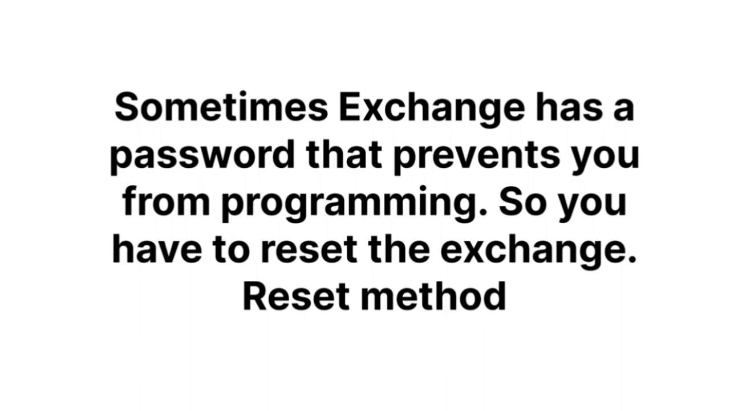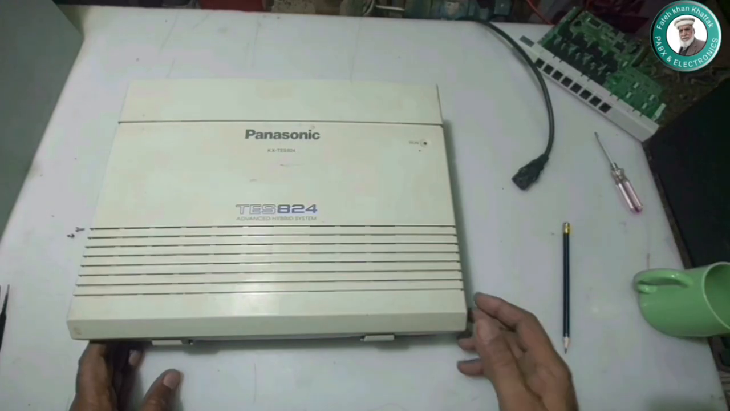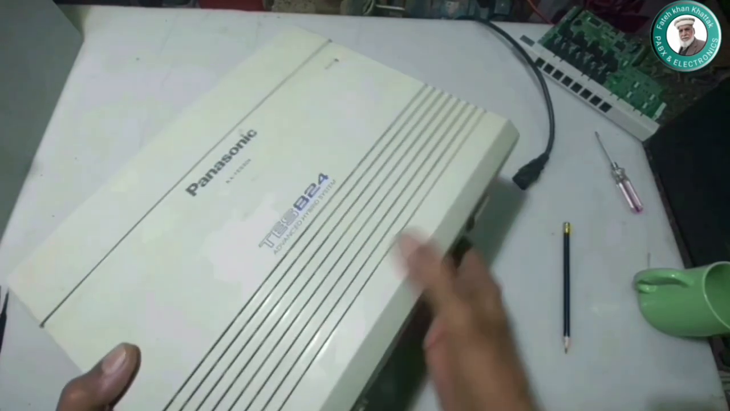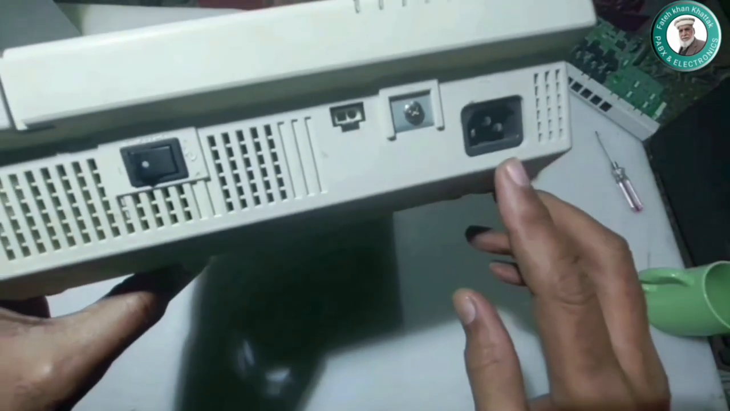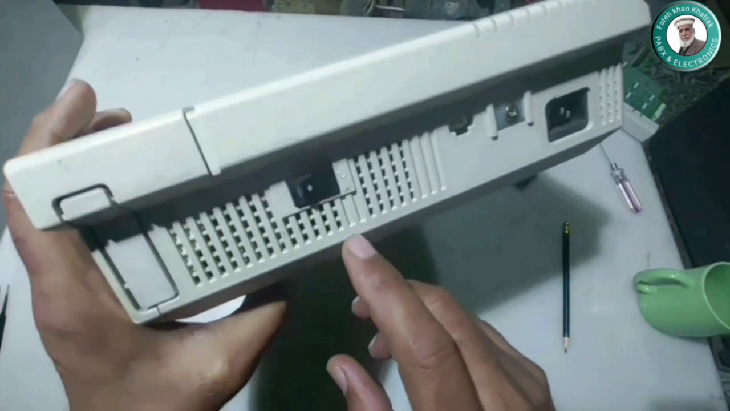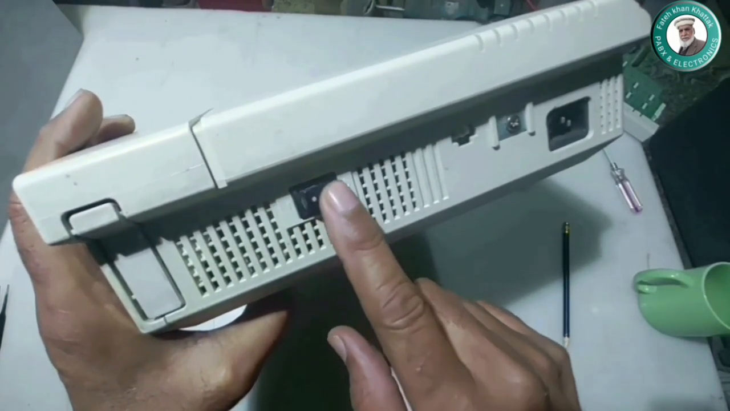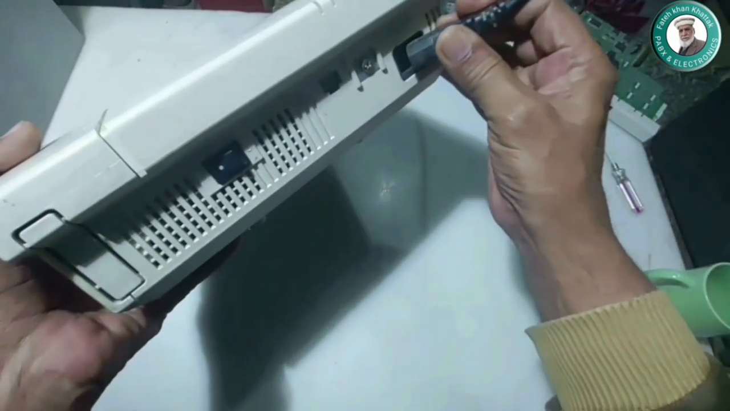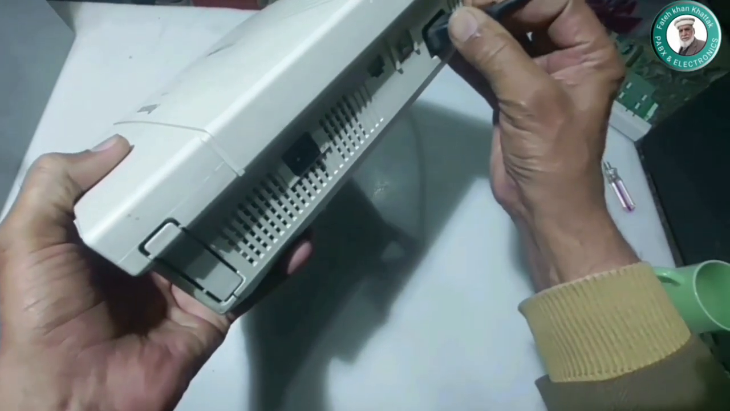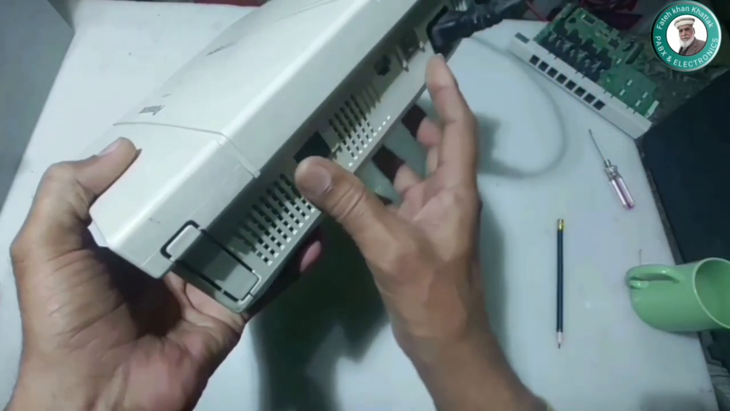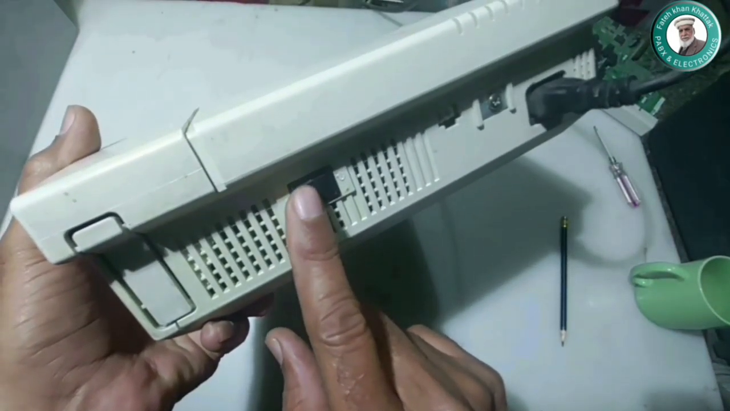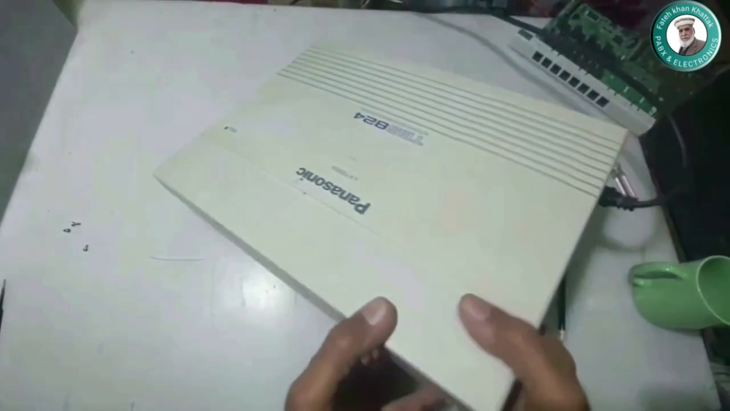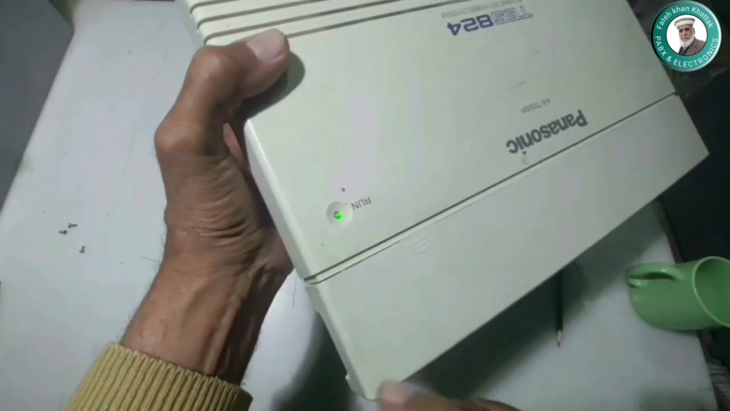Sometimes the exchange has a password that prevents you from programming, so you have to reset the exchange. Reset method: 220-volt AC power, on-off switch. Plug in the power cable and turn on the switch. The exchange is turned on.